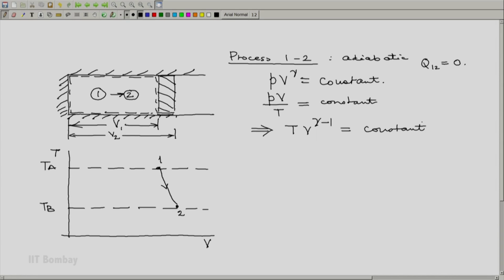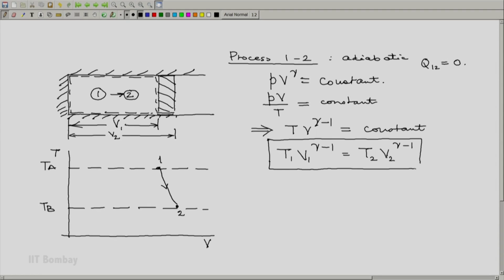We are not worried about the value of the constant, but since this is true throughout this process, we are going to get an important relation, which is T1 V1 raised to gamma minus 1 is T2 V2 raised to gamma minus 1. We will use this expression later.